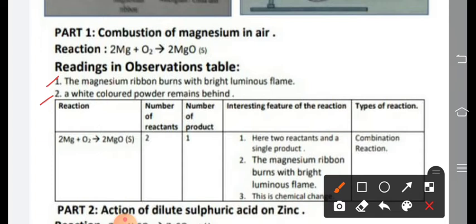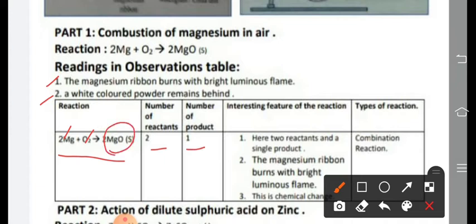So this is the reaction. Magnesium is going to react with oxygen, and then we get magnesium oxide. Number of reactants is 2, obviously 1 and 2. Number of products is 1. This is the product.